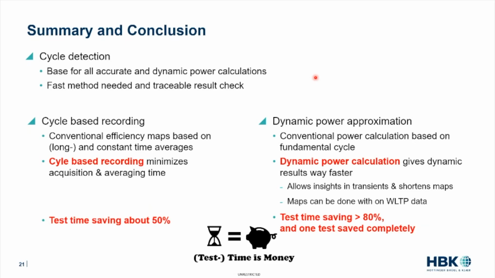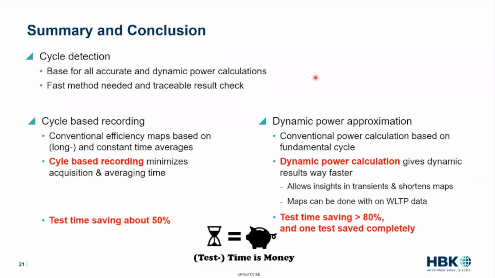Second, based on the cycle detection, I explained what can be done with what we called cycle-based recording. So rather than doing efficiency maps based on constant time averages, we do constant number of cycle averages. And that already brings the test time down about 50%, without any decreased accuracy, to be clear on this. Cycle-based recording delivers the same quality of data in about half the time.